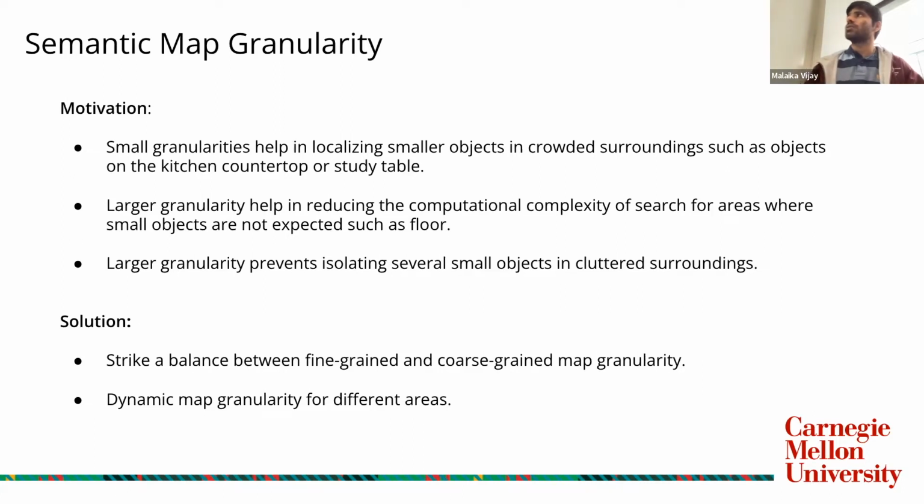Larger granularities, on the other hand, help in reducing the computational complexity of the search operation, and they are ideal for areas where small objects are not expected, such as floors. Larger granularities, however, prevent isolating smaller objects in cluttered surroundings. Thus, our proposed solution is to strike an appropriate balance between the fine-grained and the coarse-grained map granularities, and to arrive at an optimal dynamic map granularity policy for the different regions of the scene.